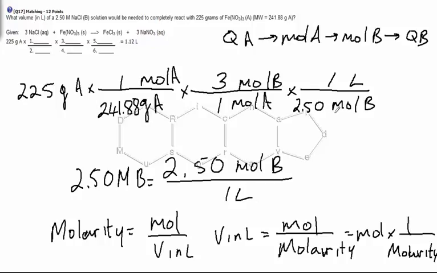So the other thing I can tell you here is that if you've got the moles of B and you're multiplying it by 1 litre over 2.50 moles of B, you are multiplying it by 1 over the molarity. Now with the significant figures, we've got 3 sig figs here and 3 sig figs here, which gives us our answer in litres as being 3 sig figs as well.